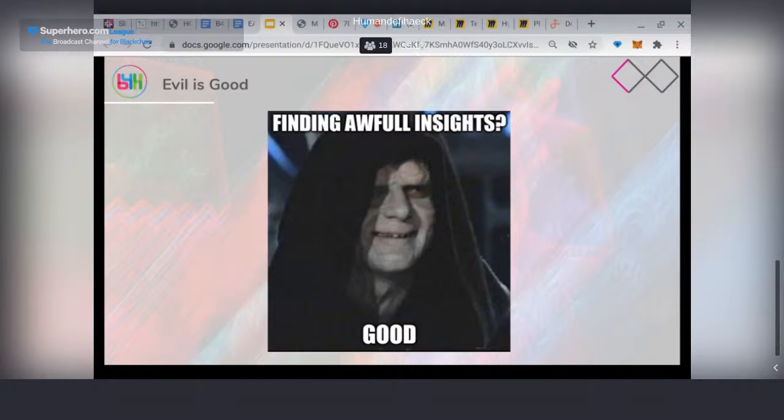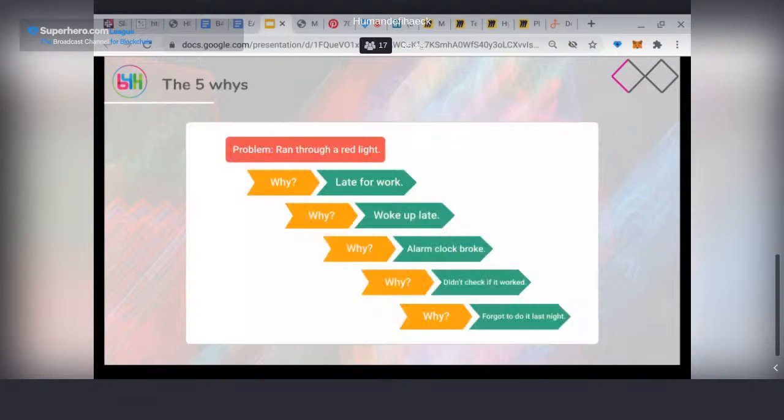And if we find awful insights, if we find things that make us feel bad because people are not liking this, that is good. Okay, that is good, because acknowledging what is wrong will give you more information about what you should do to comply with your users' needs and requirements.